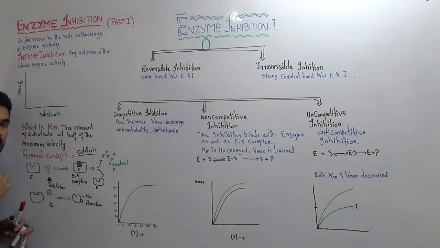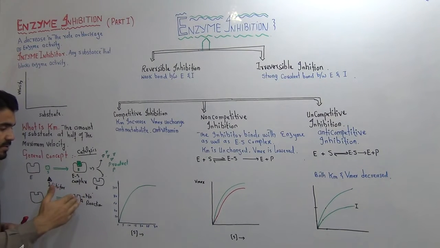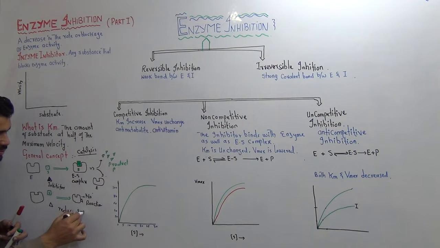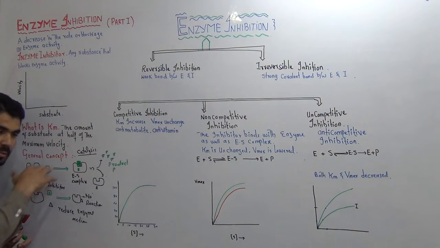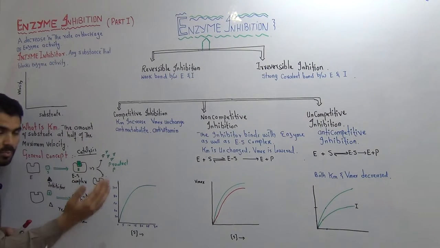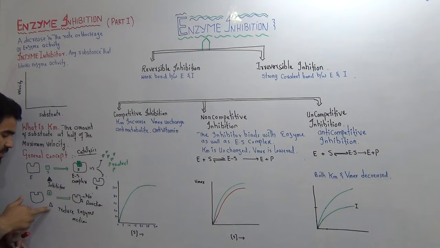But it is not necessary that inhibition means 0% reaction occurs. Sometimes in books, instead of blockage, you will see this sentence: reduce the enzyme action. It means there were so many enzymes catalyzing substrate into product, and a lot of substrate was converted into product. But with the help of this inhibitor, only a small amount of substrate was converted into product. So this is also inhibition.